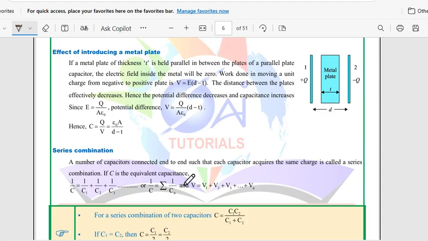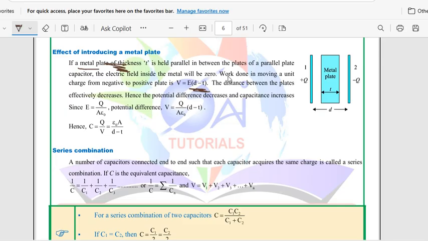Now, a very important concept, that is the effect of introducing a metal plate. See, if a metal plate of thickness T is held parallel in between the plates of the parallel plate capacitor, the electric field inside the metal will be zero. Work done in moving the unit charge from the negative to the positive plate is V equal to E into D minus T, the distance between the plates.